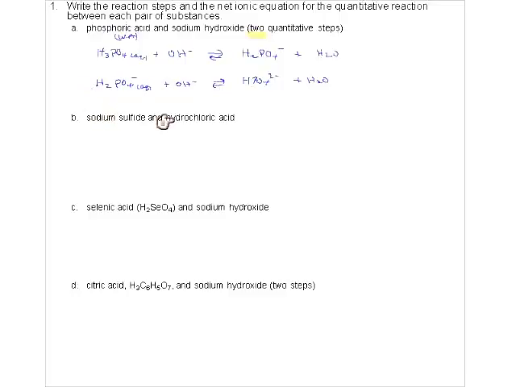Sodium sulfide with hydrochloric acid. Well, remember, sodium is a spectator. Its only purpose is to bring the sulfide into the reaction chamber. And there we go. So it's going to be Na2S.